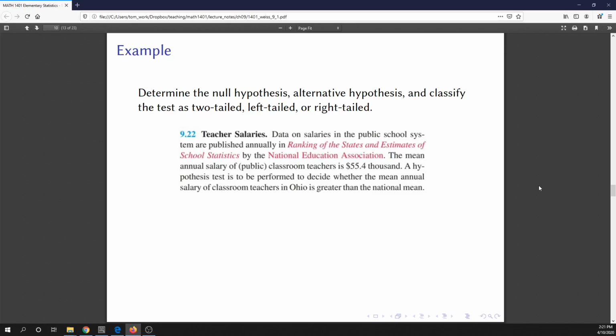In this video, we are going to work problem 9.22 from our textbook. The instructions say determine the null hypothesis, the alternative hypothesis, and classify the test as two-tailed, left-tailed, or right-tailed.